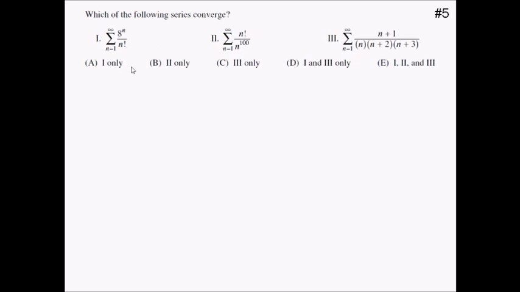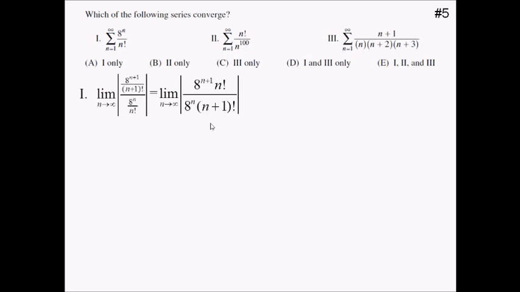Ratio test is usually a good one when you have exponentials and factorials, so let me try that out. Let me take the limit as n approaches infinity of the n plus 1th term, that's 8 to the n plus 1 over n plus 1 factorial, and that's going to be over the nth term, 8 to the n over n factorial. Same change, flip to simplify our fraction, so we've got 8 to the n plus 1 times n factorial in the numerator. In the denominator, we have n plus 1 factorial and 8 to the n.